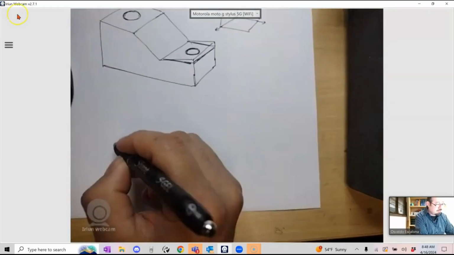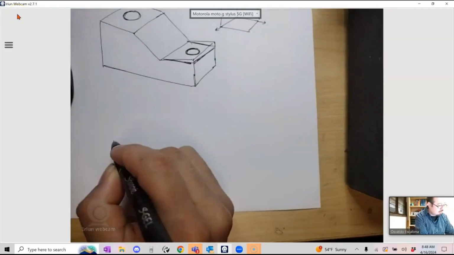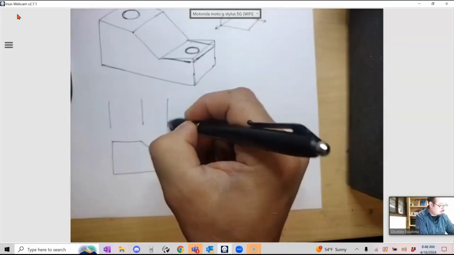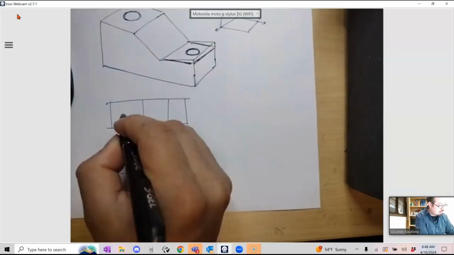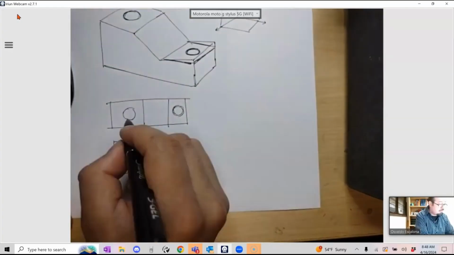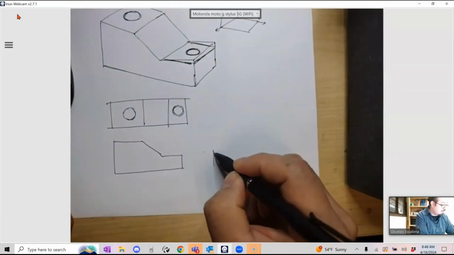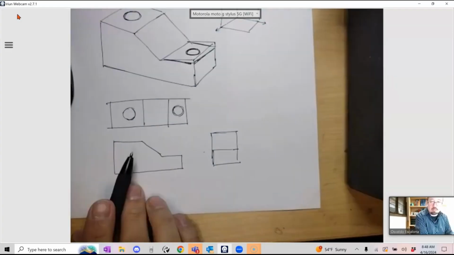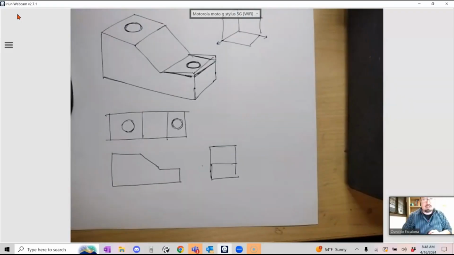Okay, so let's actually come up with some views really quick. Let's say that my part will look something like this in the front. And if I want to do the top, it will look something like this. I have a hole somewhere there, and I have another hole somewhere there, right? And let's say that I have a side view, and the side view will look like this. Again, I have a bunch of hidden lines which I'm not going to show, but really are there. And again, that's just for clarity, not because they don't have to be there.